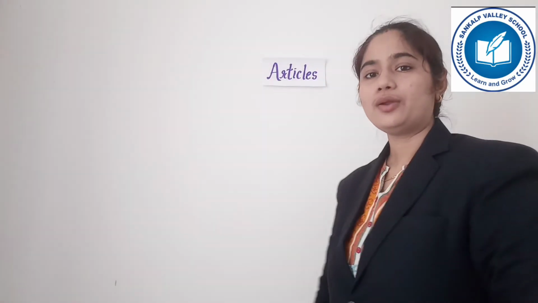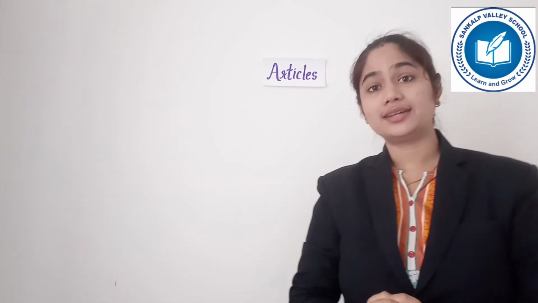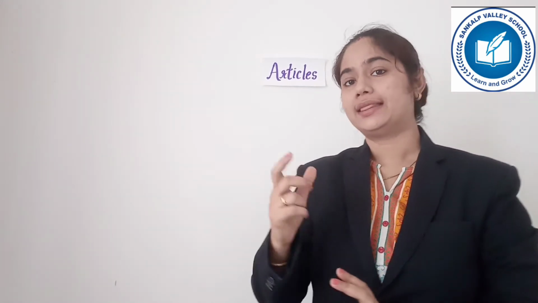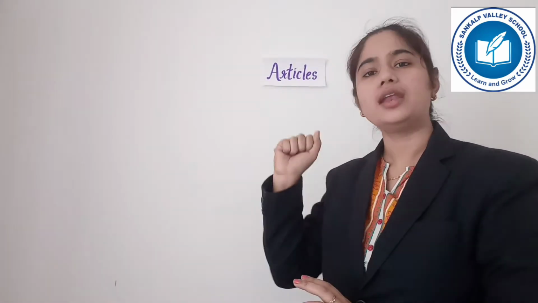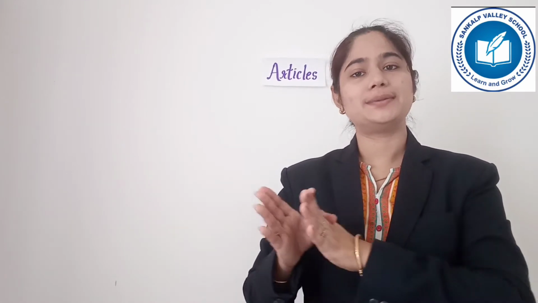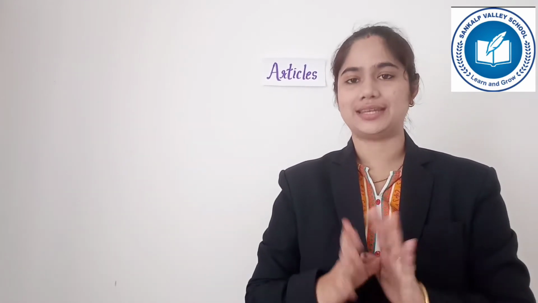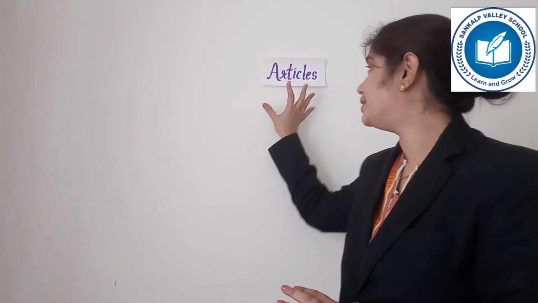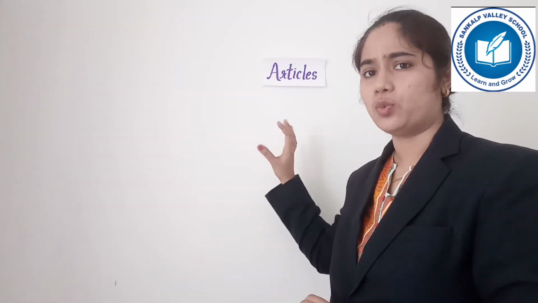So children, what is an article? Now an article is a word that is used to modify a noun, and it is always used before a noun. These words are used before a noun. So what is a noun? Hope you're clear with it. A noun is a name of a person, place or a thing. So articles are the words I said. Now what are those words?